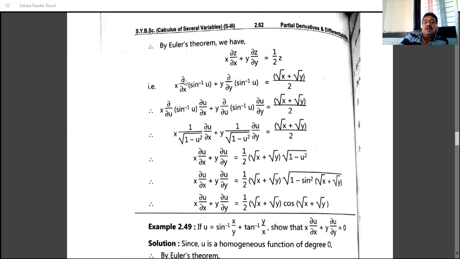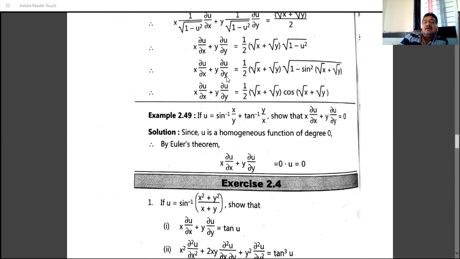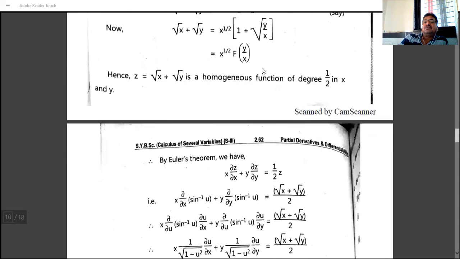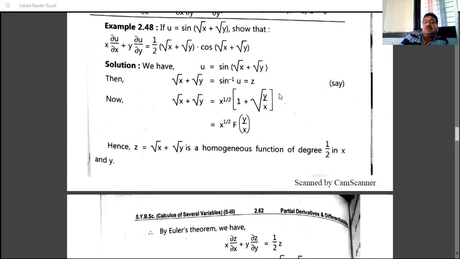Then del by del x of sine u, use the chain rule, del by del u of sine u into del u by del x. Similarly, here is del u by del y. And then the derivative of sine u is 1 by root 1 minus u square. Similarly here. And then multiply by root 1 minus u square. So we have this step. And then x del u by del x plus y del u by del y is 1/2 tan u. Then 1 minus u square. u is what? u is sine of root x plus root y, its square, sine square of root x plus root y. And 1 minus sine square is cos square, and its root is cos. So cos of root x plus root y, that is what we have to prove.